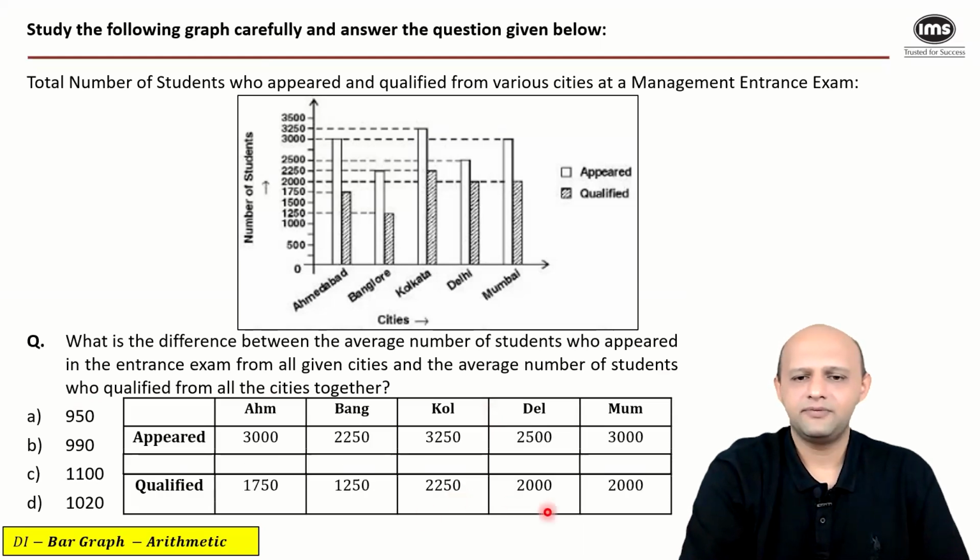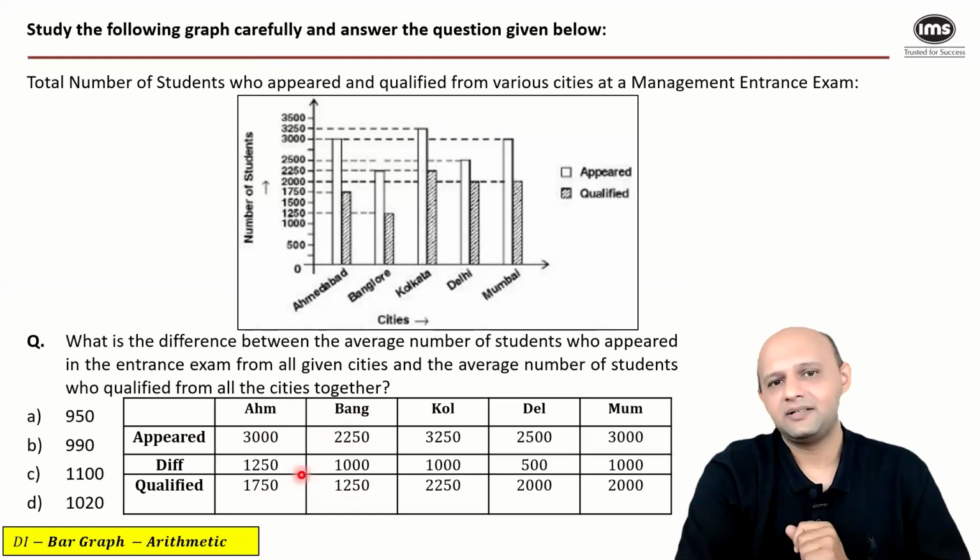Now, if you look at this data, how would you answer this question? Either you would add up all these. Let us just take these two examples, Ahmedabad and Bangalore. If we want to find the difference between the average of people who have appeared versus those who have qualified, either you could add these two, divide by 2, add these two, divide by 2, and then take the difference. Or simply first take the difference, add the differences, and then divide by 2.